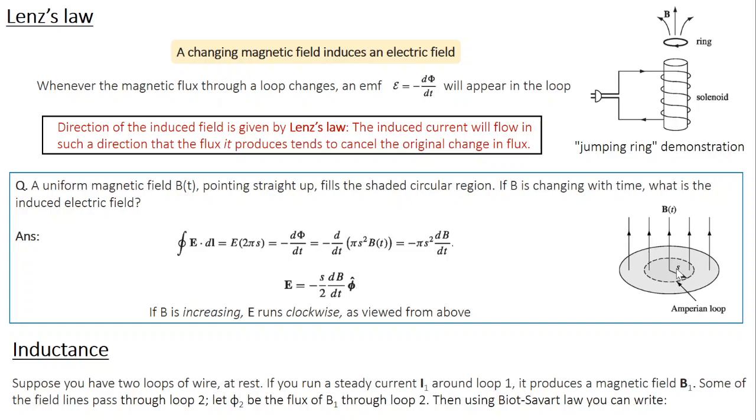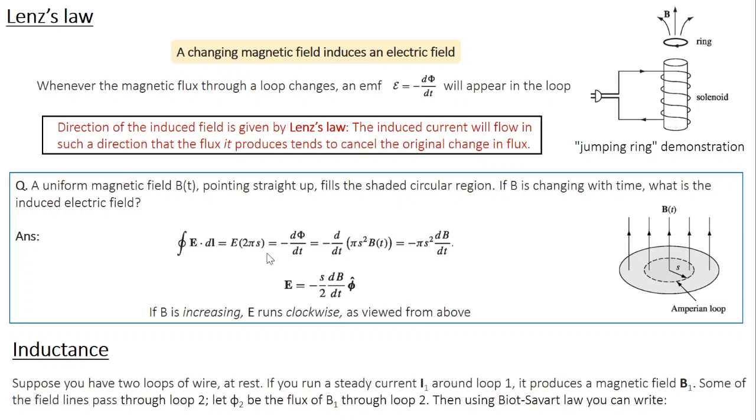Now assume an Amperian loop of radius s. The magnetic field changes with time. So the flux through the loop changes. This induces an electric field along this loop. Now if you take the closed line integral of the electric field along this loop, you can write integral E dot dl. Since electric field is uniform along the loop, you can take electric field outside the integral, and the line integral along this path gives you the circumference 2 pi s. So line integral equal to E into 2 pi s.